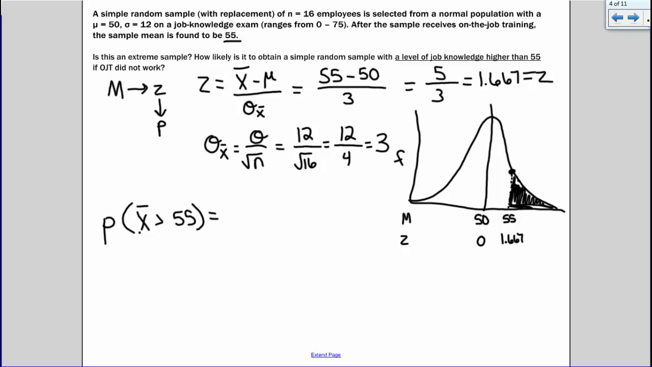So we took our mean, we calculated our z-score. Now we're going to go to the table to find p in the tail, the smaller portion of the graph.